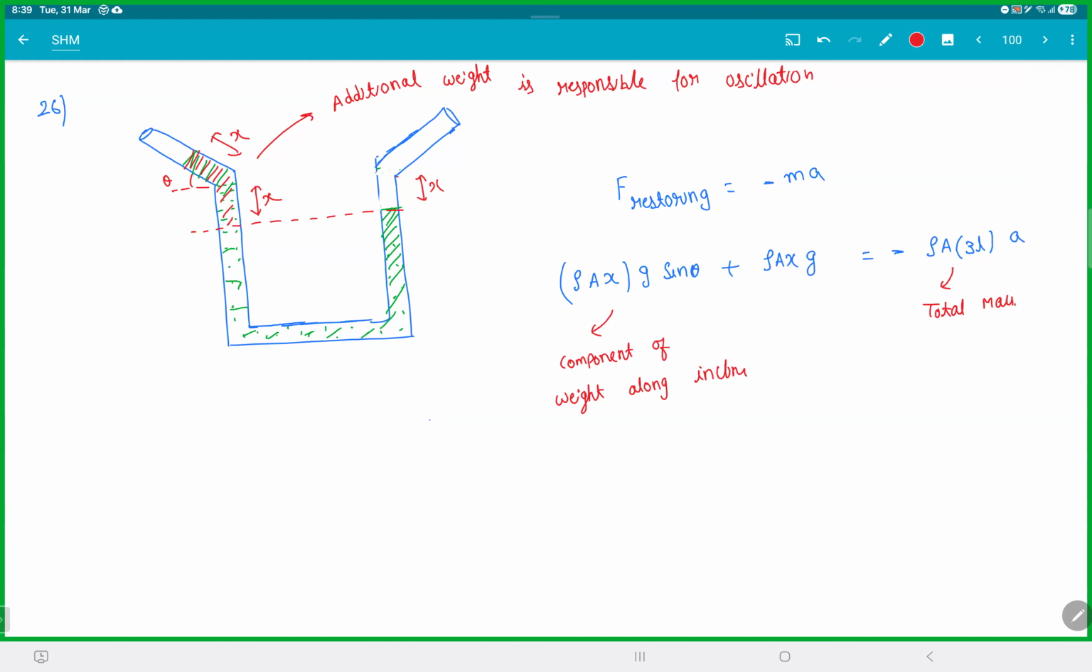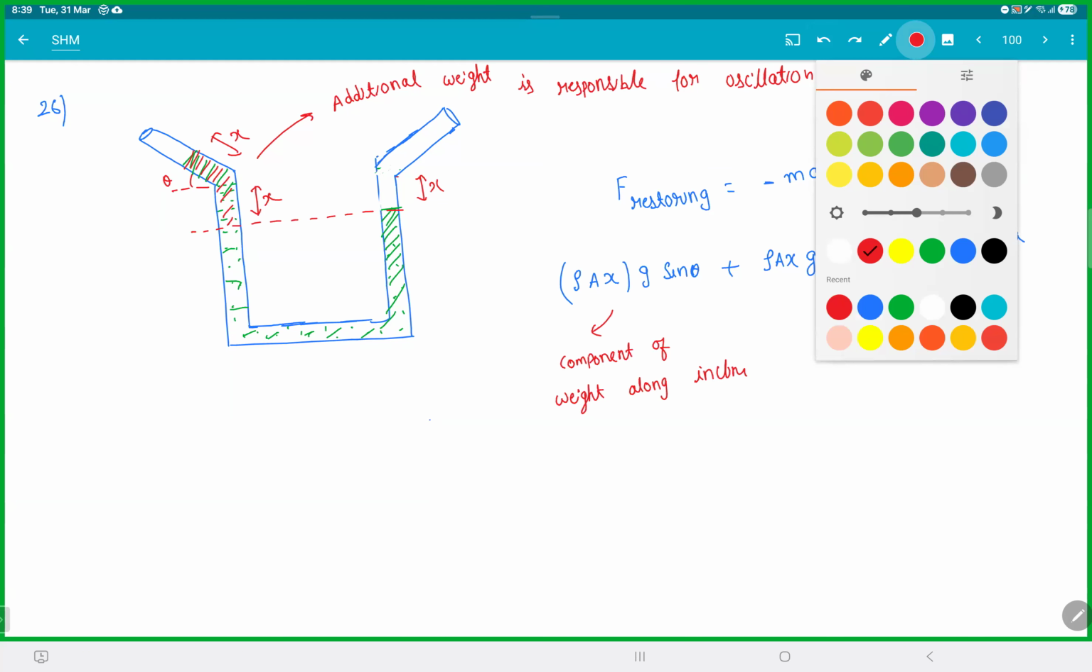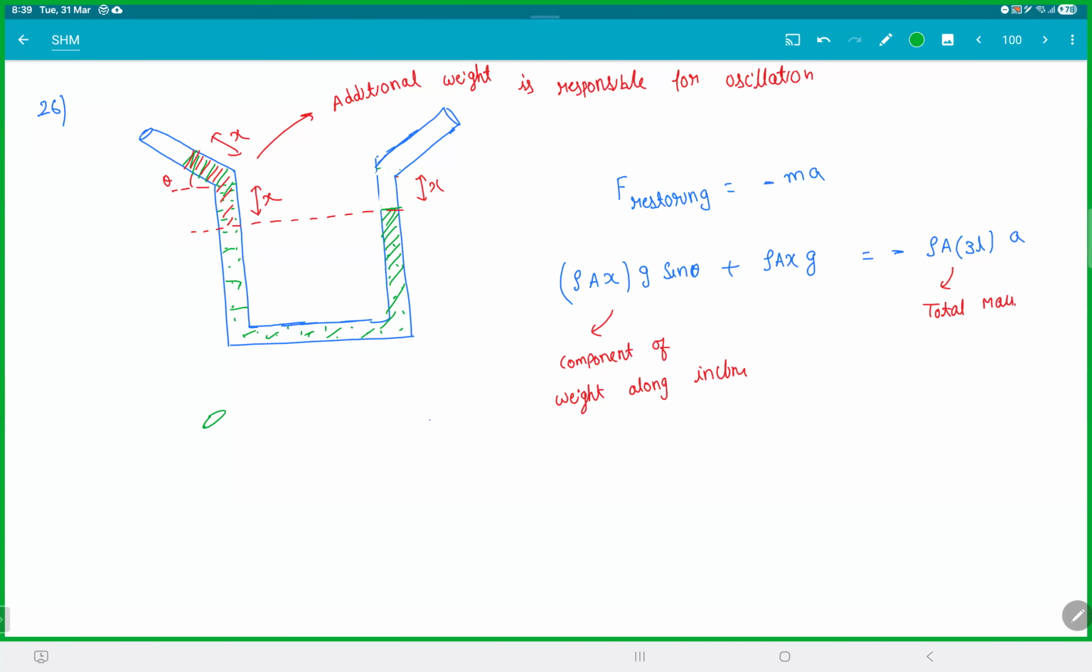So that incline part will be mg sine theta, no? If I have to just show that part, this is how it would look. So this would be mg sine theta. This would be mg. This m will be rho A x. That would be the total restoring force which is pushing the whole liquid.